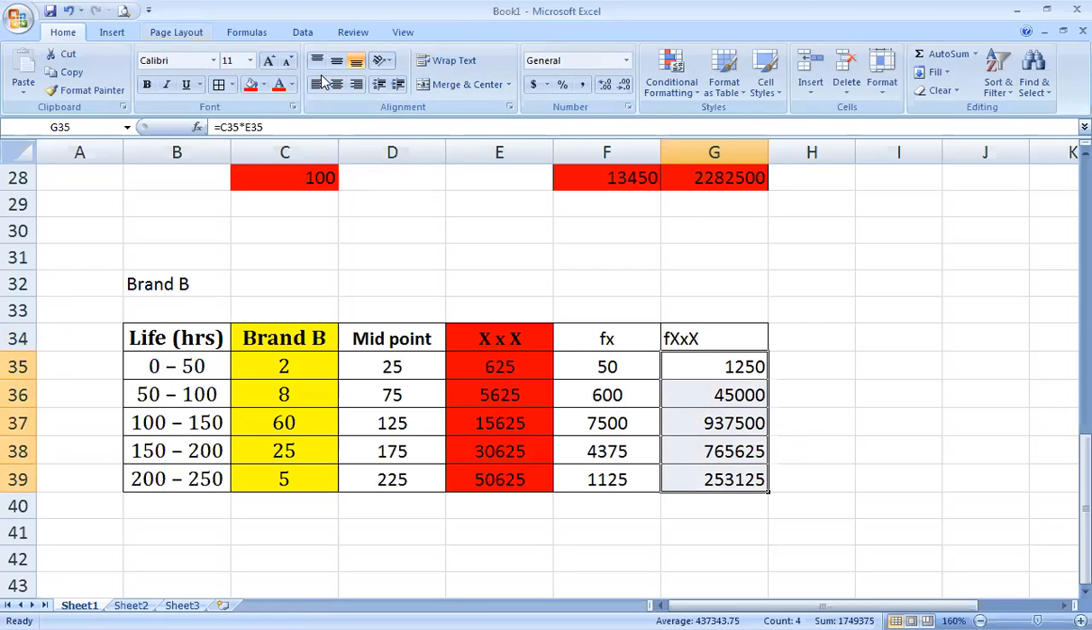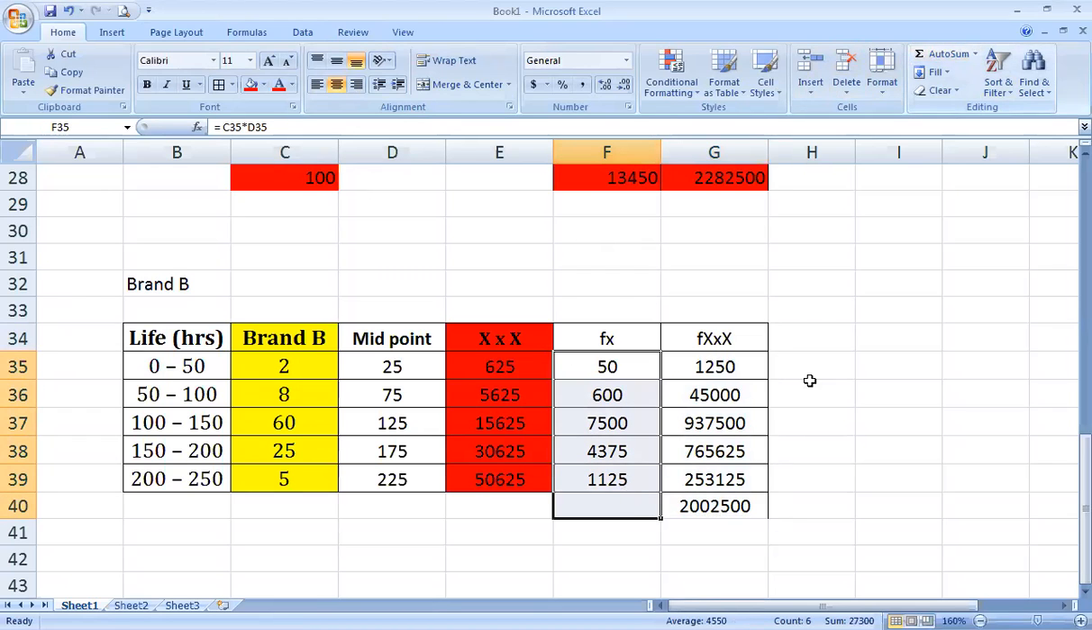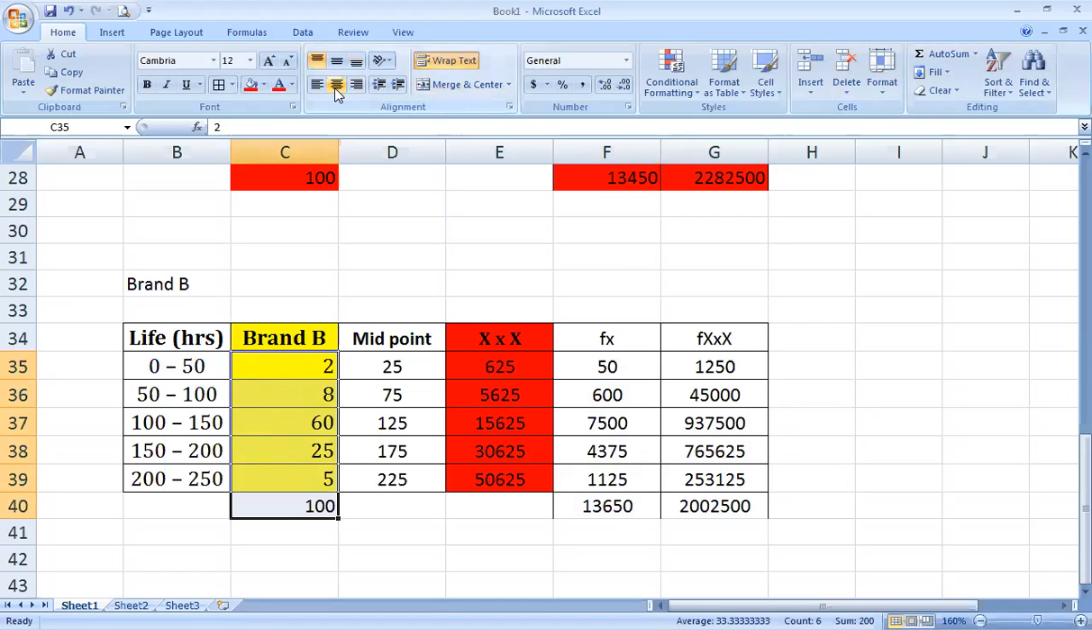Now we'll go for sigma f. Sigma f, we need to add all the values, the sum. This is our sigma fx square, that is 20 lakhs 2,500. Sorry, yes, 20 lakhs 2,500. And our sigma fx is 13,650. And sigma f we know already, it's 100.